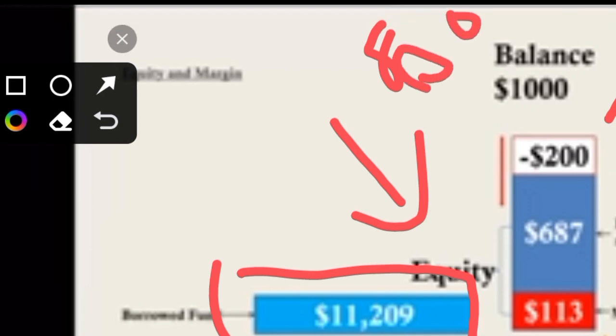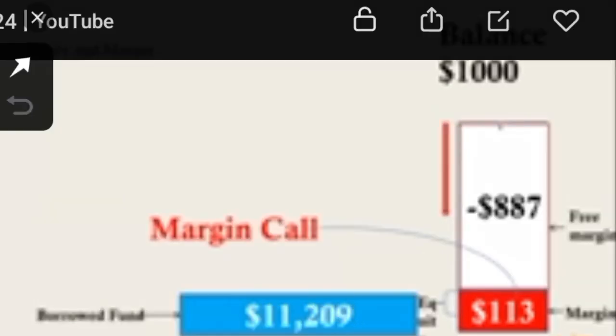Our balance is going to go from $1,000 to $800. So if it was a win also, our balance is going to change from $1,000 to $1,200, and our free margin right here is also going to change. It's also going to change to $1,200, right?